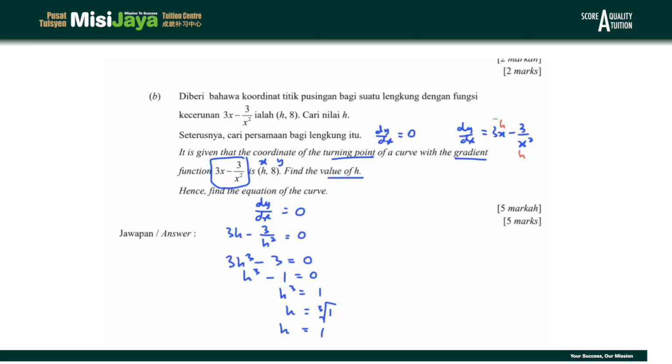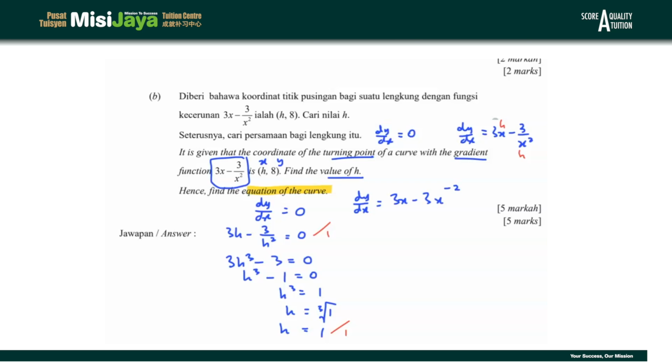So where do we get the marks? We get 2 marks from here. 1 mark is this step, and the final h is 1 mark. Now they want us to find the equation of the curve. To find the equation of the curve, we have dy/dx, which is equal to 3x minus 3 over x squared. I have to change it to index form so it's easy for me to integrate or differentiate, so minus 3x to the power negative 2.